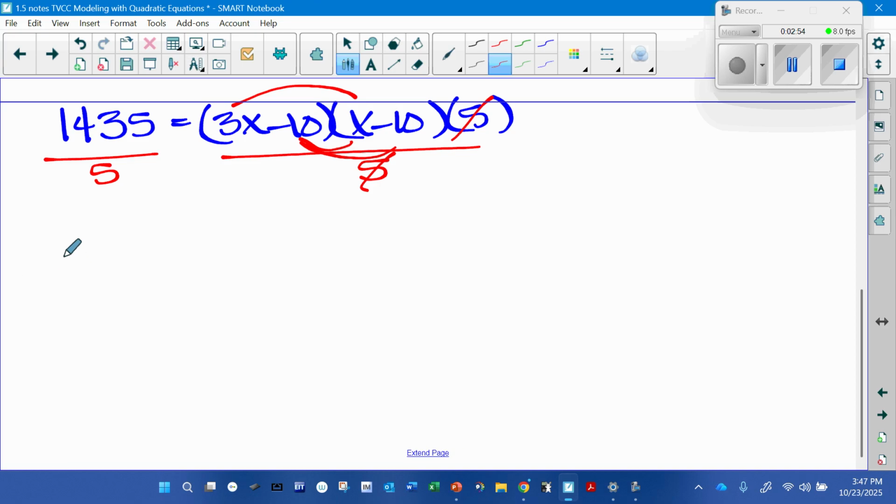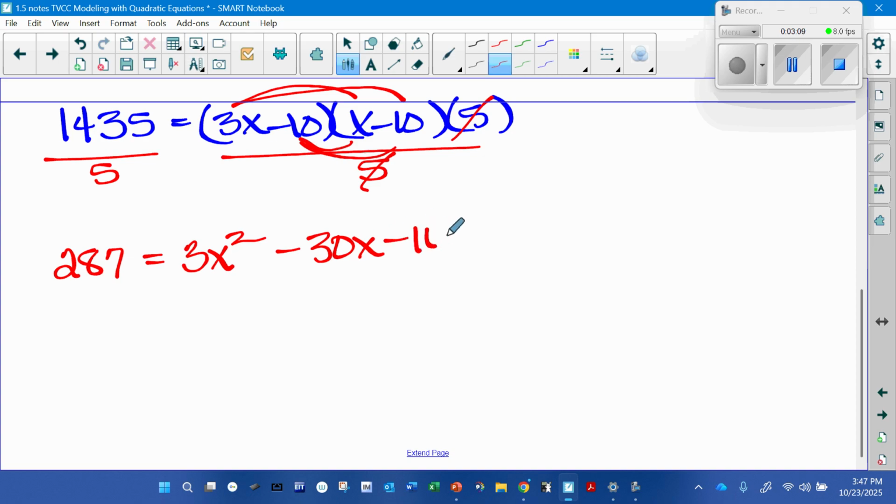So we've got 287 equals 3x times x is 3x squared. 3x times negative 10 is negative 30x. Negative 10 times x is negative 10x. And negative 10 times negative 10 is 100. So now let's combine like terms and start rearranging this so that it's equal to 0.